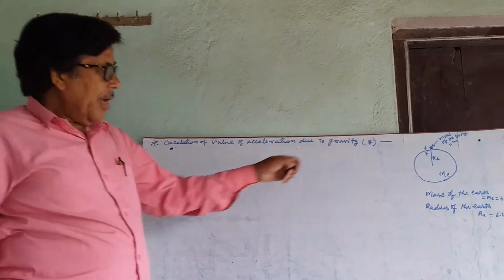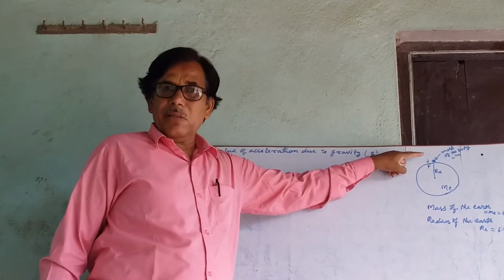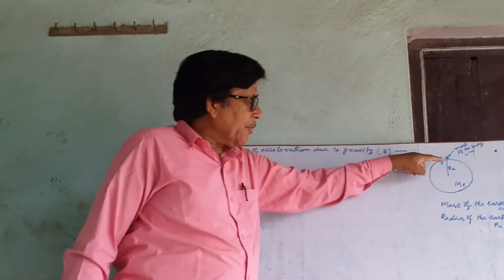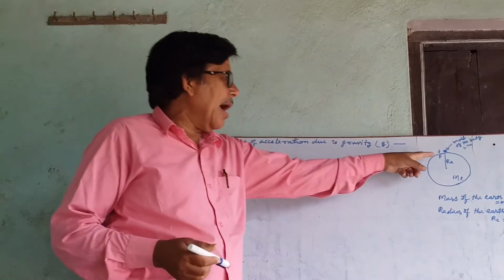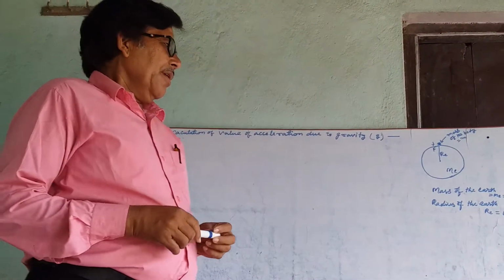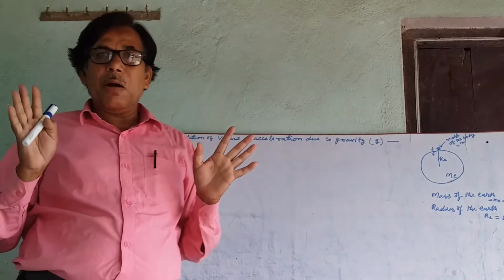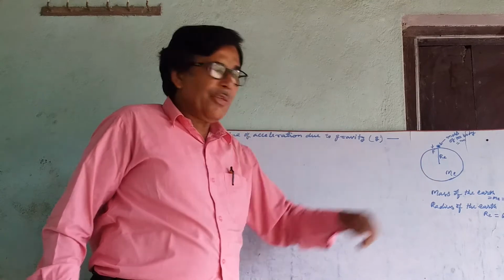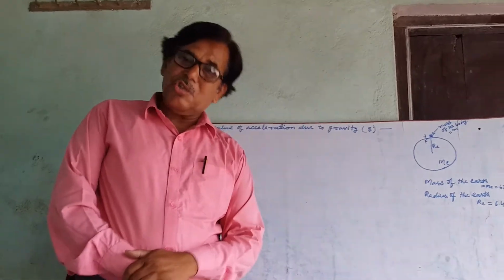Let a stone piece or something be near the earth's surface. We will consider the distance between the stone and the center of the earth equal to the radius of the earth, that is RE, and the value of RE, the radius of the earth, is 6.4 into 10 to the power 6 meter, and the mass of the earth is 6 into 10 to the power 24 kg.